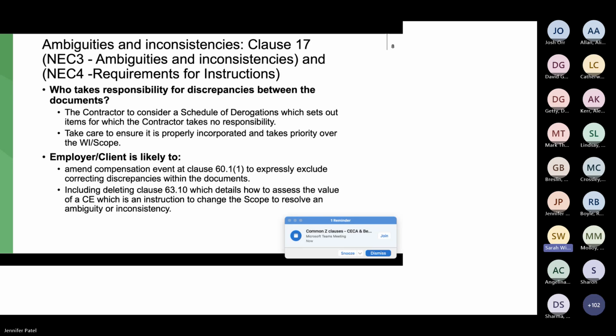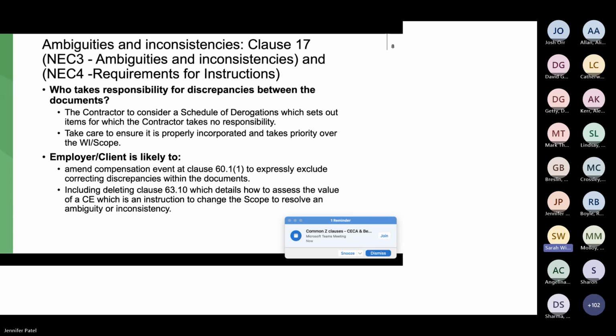So ambiguity or inconsistency can happen in several ways. You could have a scope of work or the works information. Page 2 might say something, and page 23 might say something else that directly conflicts. So you've got there an ambiguity or a discrepancy. It might not be as clear as one saying the contractor does X and the other saying the contractor doesn't do X. It might be a bit more subtle than that. But the upshot is there is an ambiguity in the contract.